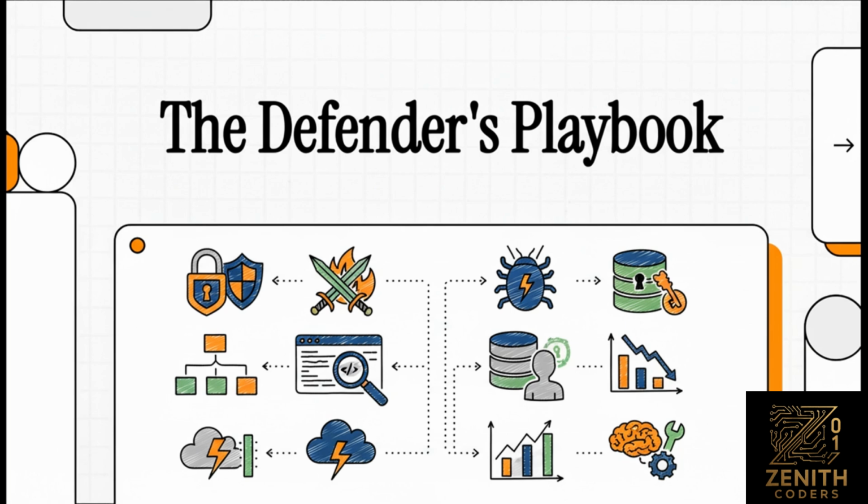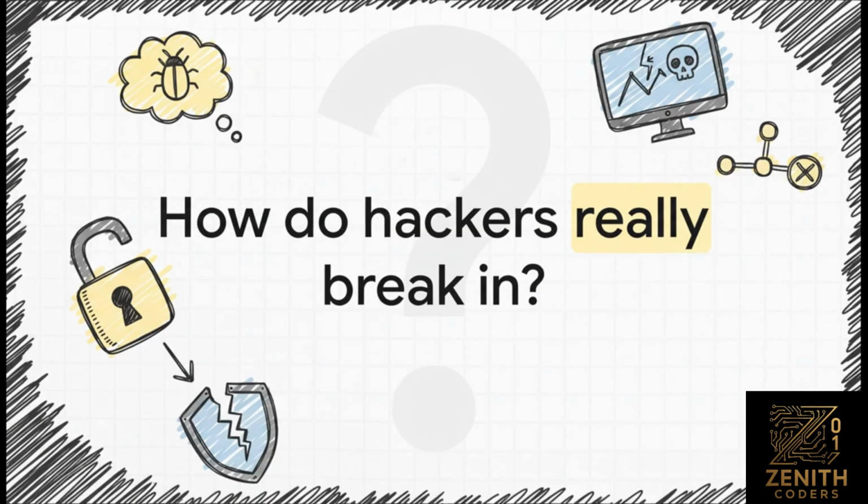So let's kick things off with the big question. It's a question that sounds like it's straight out of a movie, doesn't it? You imagine secret codes, crazy algorithms. But the truth is, it's often way, way simpler. And honestly, that's what makes it so surprising. It's usually less about a hacker finding some super secret backdoor and more about them just casually walking through the front door that someone forgot to lock.